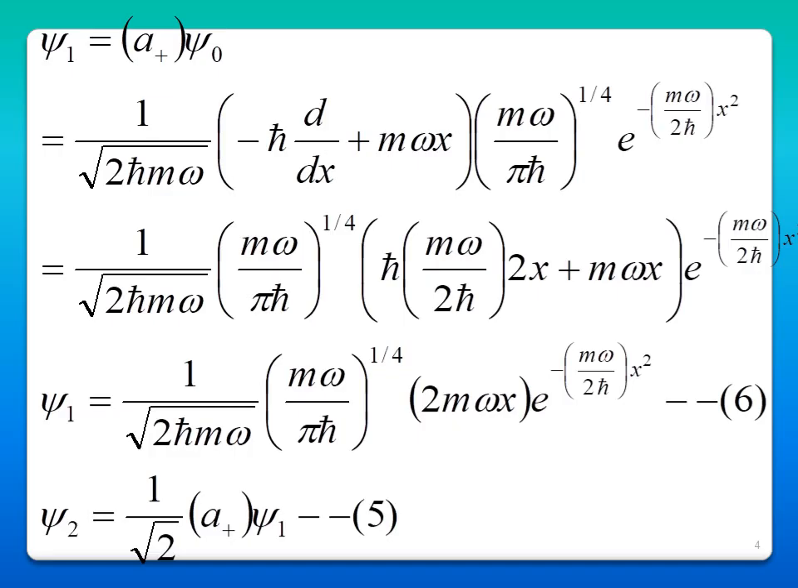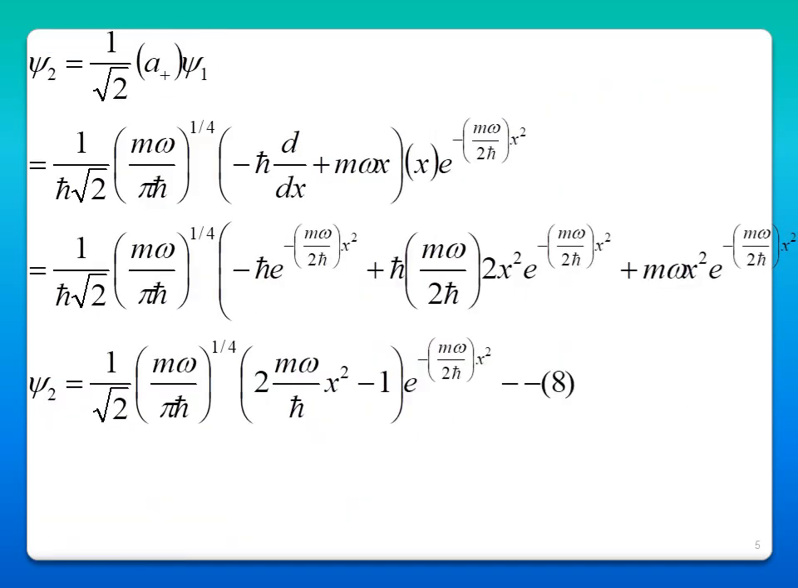Psi 2 is 1 by square root of 2 A plus acting on psi 1. So you substitute the value of psi 1 from equation 6, and also substitute the value for A plus, and then differentiating, we will get psi 2 is 1 by square root of 2, m omega by pi h cross whole power 1 by 4, 2 m omega by h cross x squared minus 1, e power minus m omega by 2 h cross x squared.